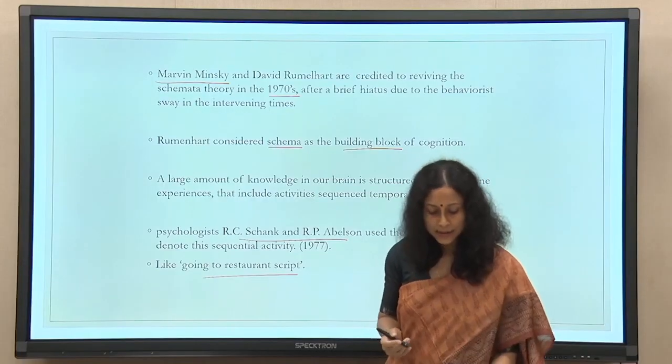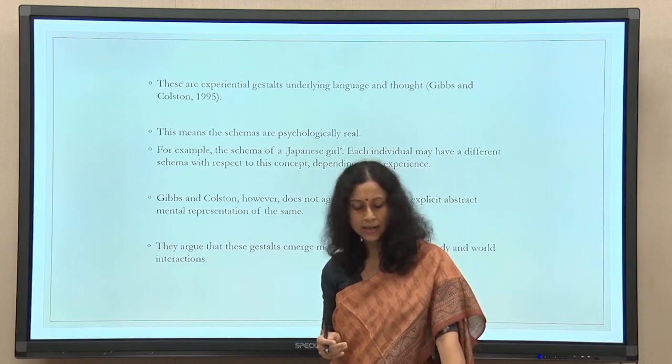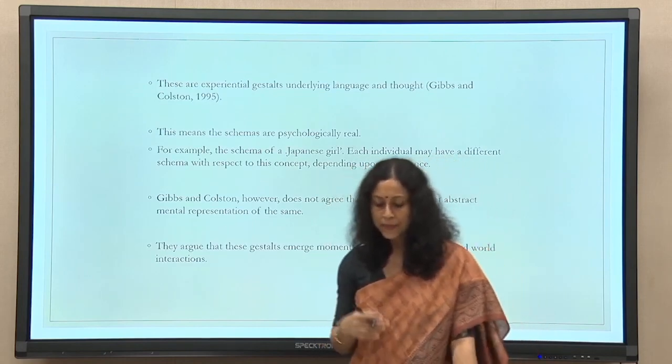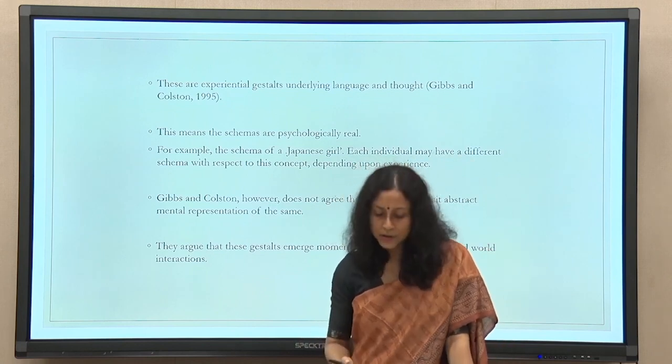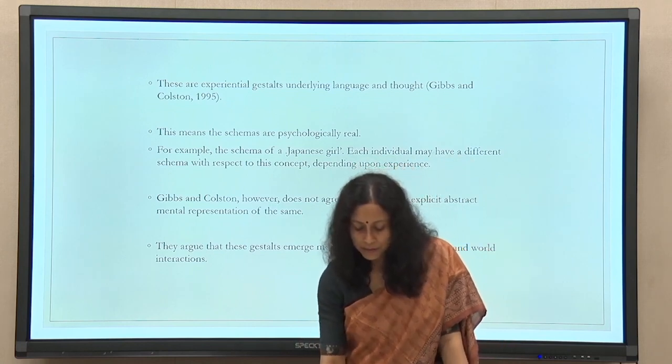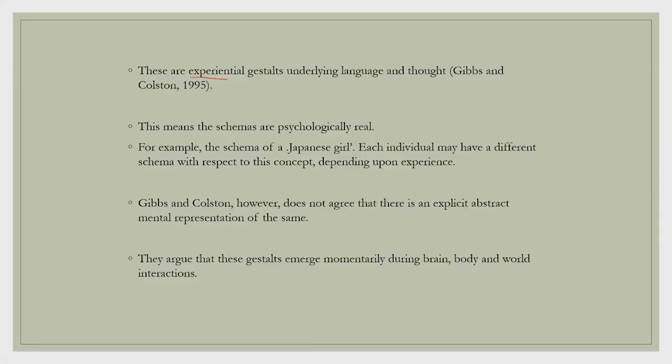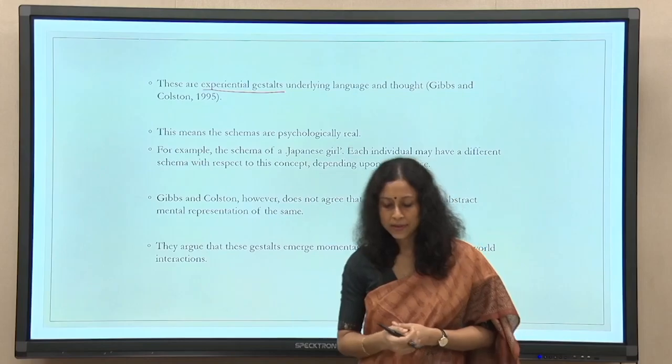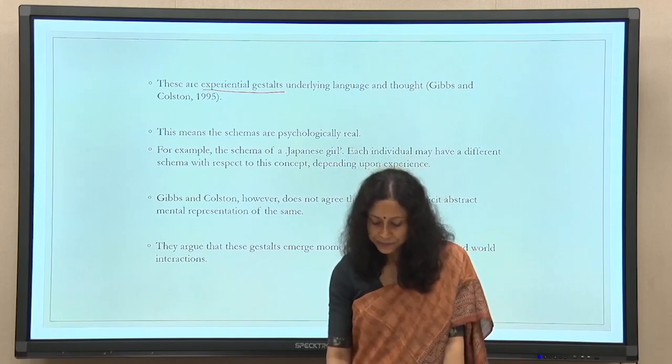So, this is the script that Abelson and Schank talk about. Later on, Gibbs and Colston also talk about the same thing. They call it experiential gestalt. So, overall, the entire experiential understanding of a particular event is the schema, which underlies thought and language. We cognize an event because we understand it as a sequence of repetitive events.